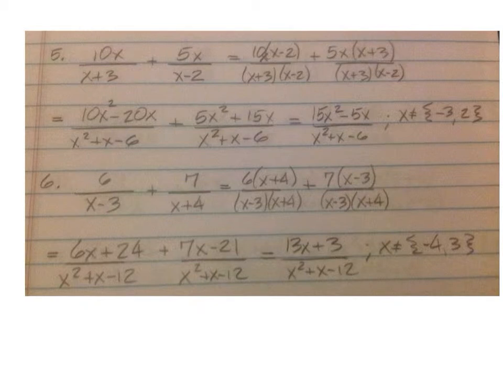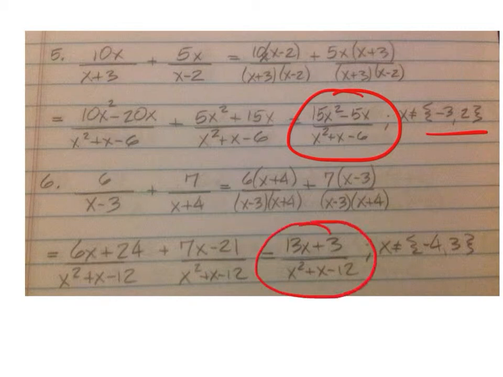Number 5 is 15x squared minus 5x over x squared plus x minus 6. Negative 3 and 2 for the excluded values. And for 6, 13x plus 3 over x squared plus x minus 12. Negative 4 and 3 are the excluded values. If there are any questions, we can always go back to the slide at the end if you need to.